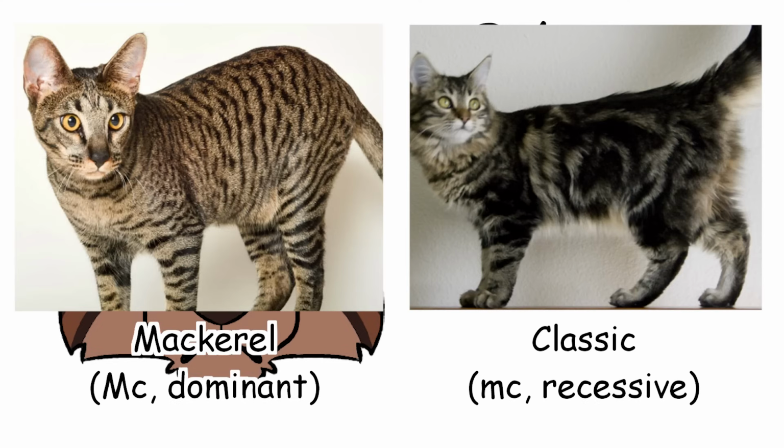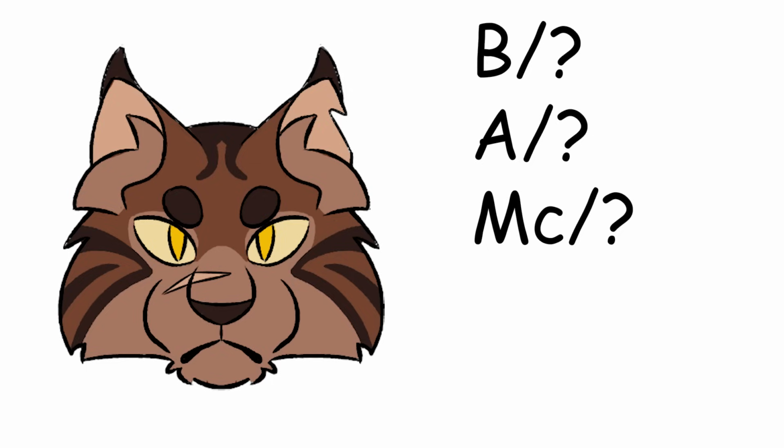Mackerel and classic are on the same locus, with mackerel being dominant over classic, which is represented by recessive little mc. I usually use classic patterns to make a cat look bigger and prefer mackerel for smaller cats, but Tigerstar is an exception because his name is Tigerstar. He can't have stripes that aren't tiger-shaped, come on now.